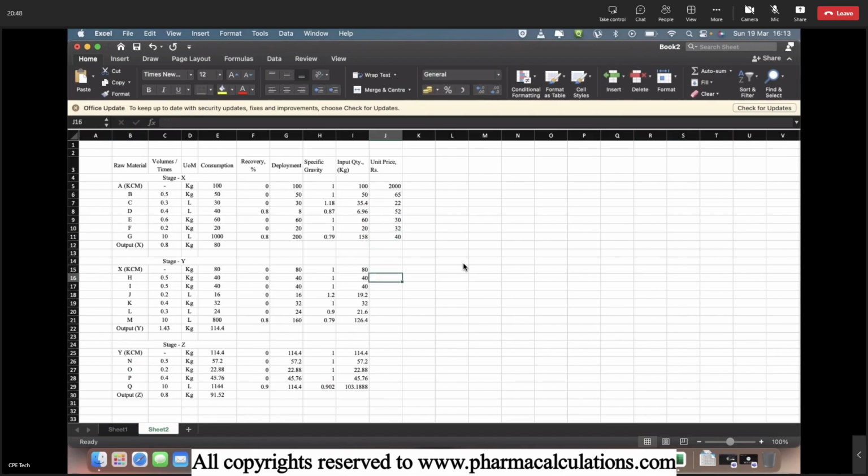So I'll hold this for X. Why? Because after calculating here, we have to take the X price here, because we are going to manufacture the stage X in-house. So I'll be leaving it as blank for now, and the remaining things I'll be filling now. And similarly, this is the case for Y also. Here Y is being manufactured in-house, so I'll be leaving it as blank for now.